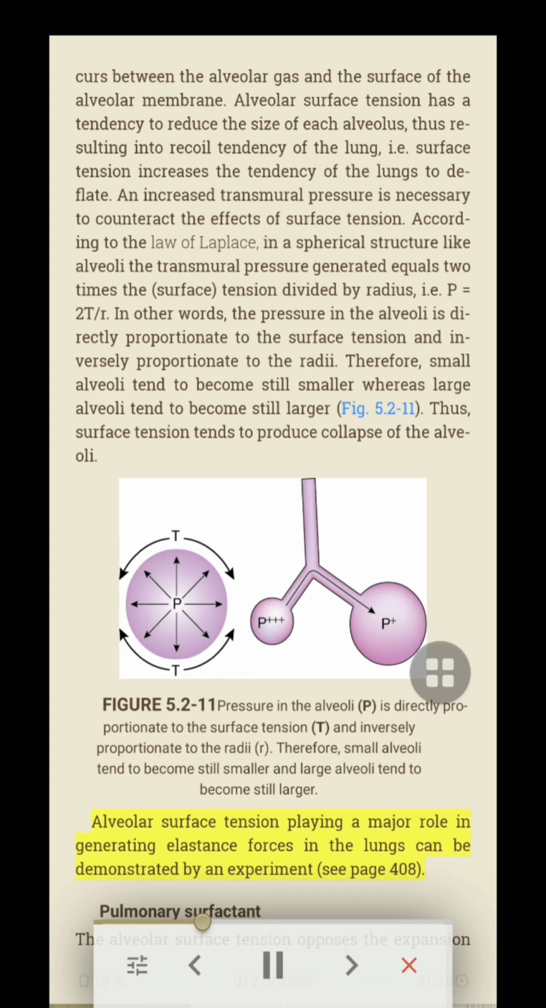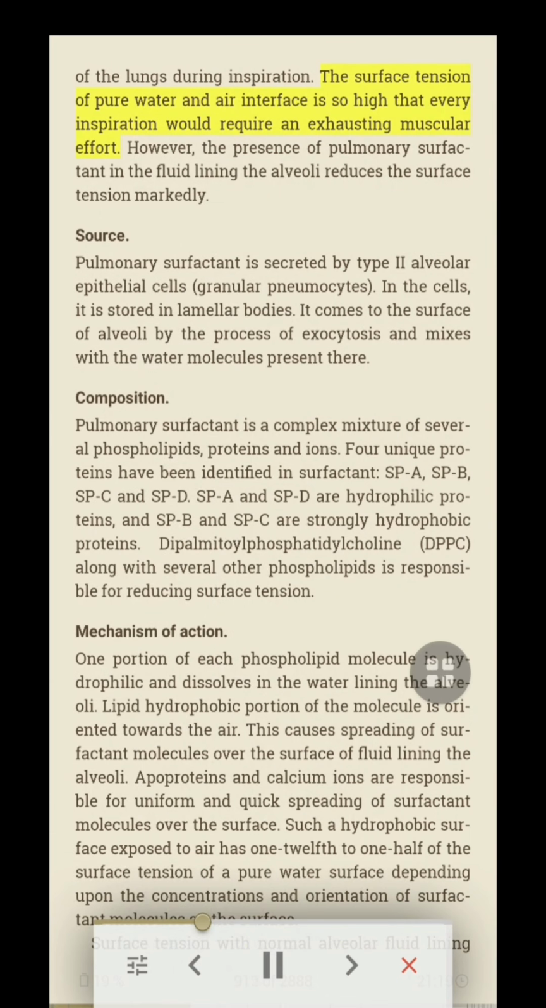Alveolar surface tension playing a major role in generating elastance forces in the lungs can be demonstrated by an experiment, see page 408. Pulmonary surfactant. The alveolar surface tension opposes the expansion of the lungs during inspiration. The surface tension of a pure water and air interface is so high that every inspiration would require an exhausting muscular effort. However, the presence of pulmonary surfactant in the fluid lining the alveoli reduces the surface tension markedly.